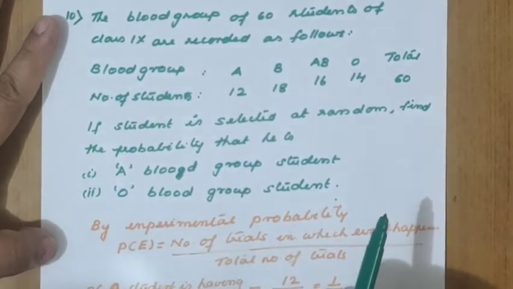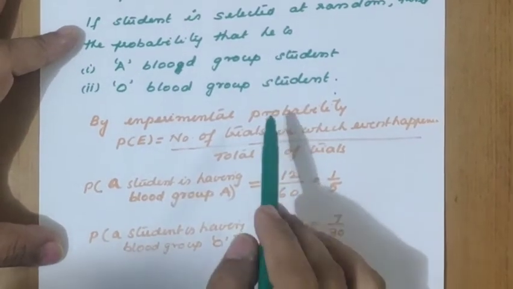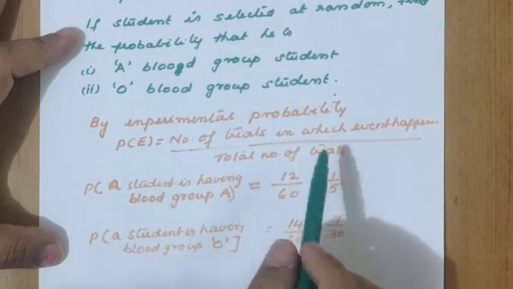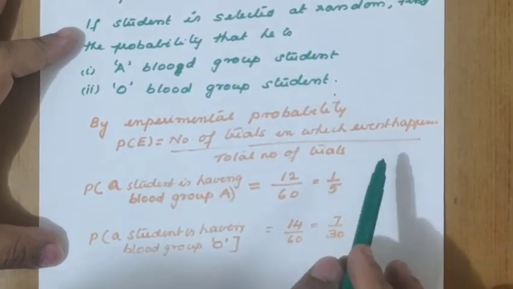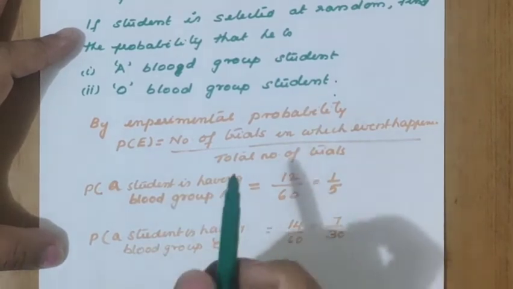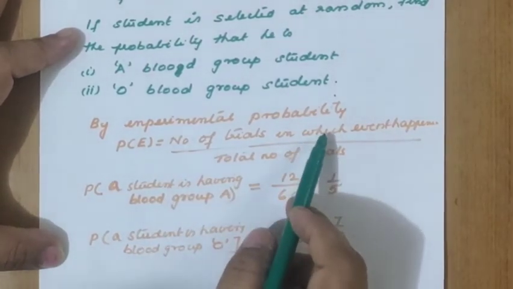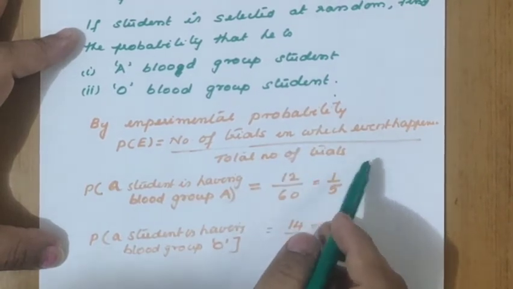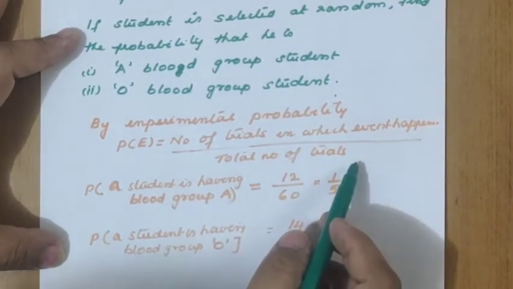Now again, as usual, sub questions are there. What is the first step? We have to write the formula. Here the total number of students is 60, therefore the total number of trials is 60. So by experimental probability or empirical probability, P of E equals the number of trials in which the event happened divided by the total number of trials.